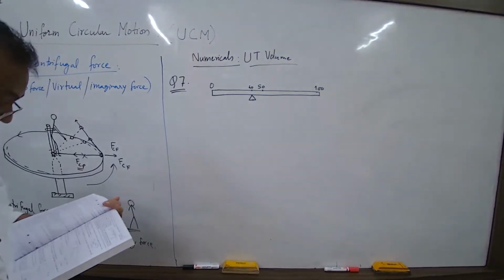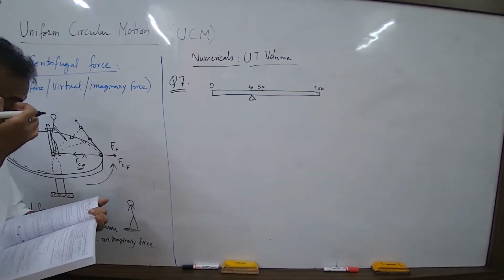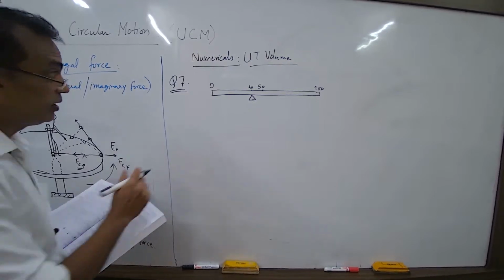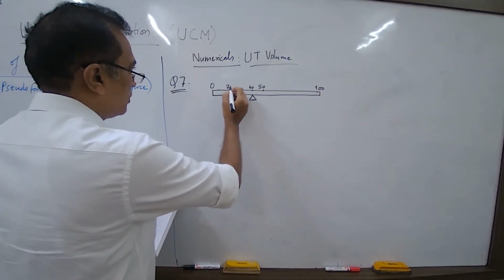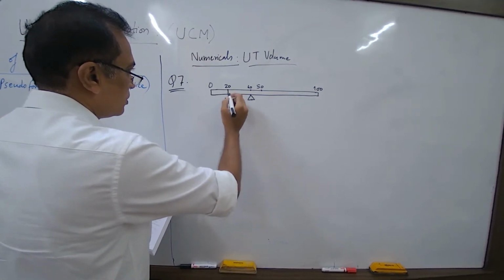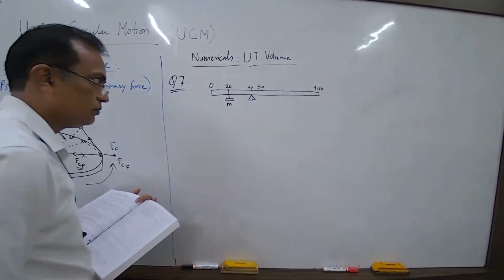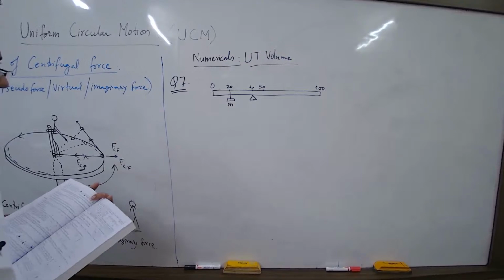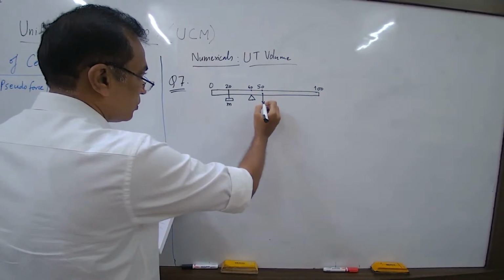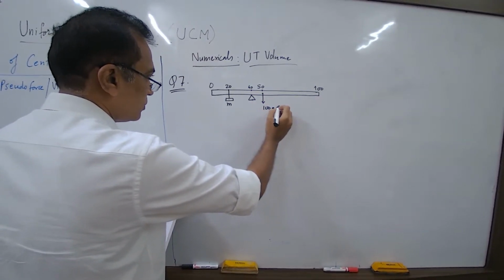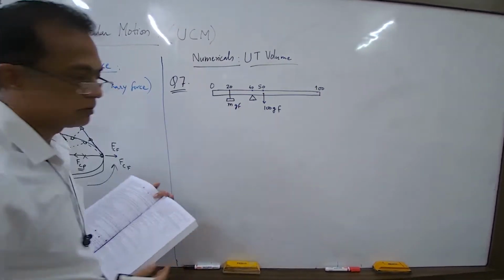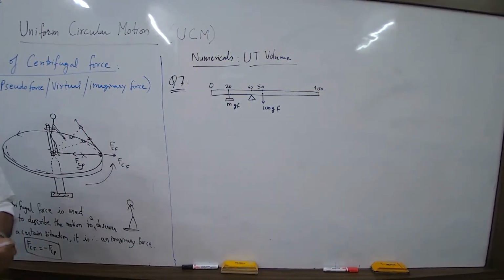By hanging an unknown mass m at 20 centimeters. So this is m. What is the mass of the scale given? It is given as 100 gram. So 100 gram force is acting here, and m gram force is acting on the left side. Now the scale is in equilibrium.